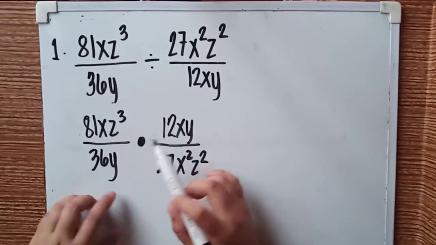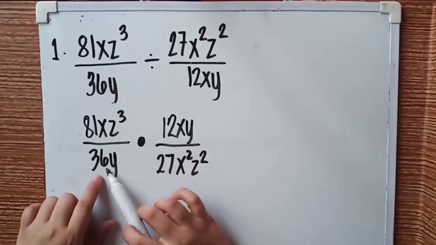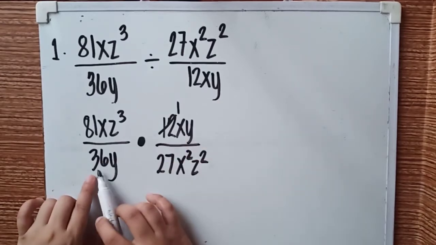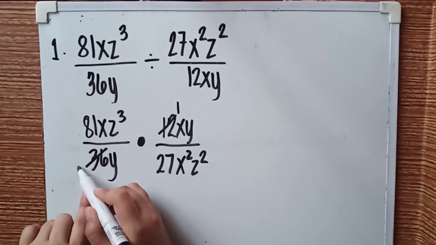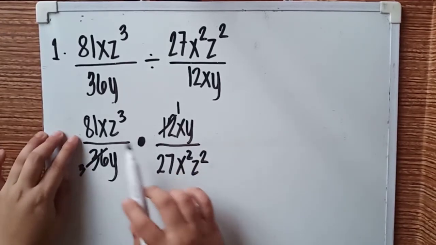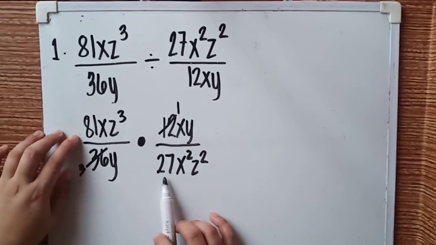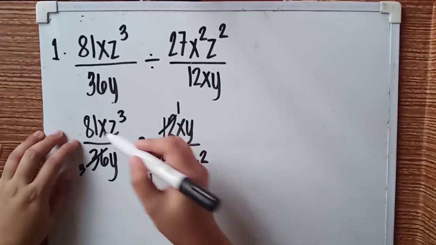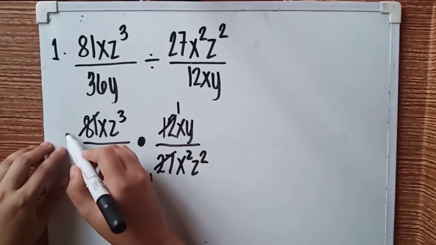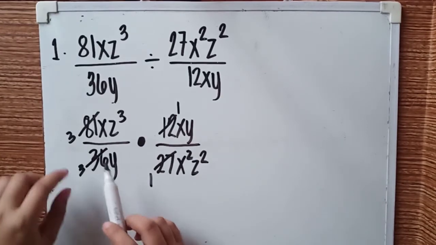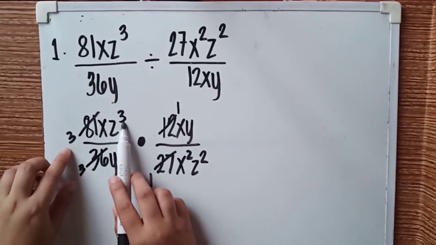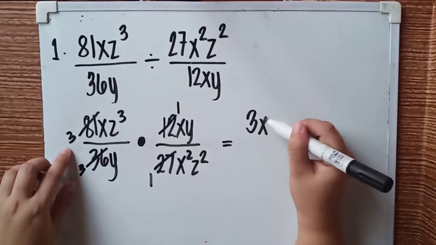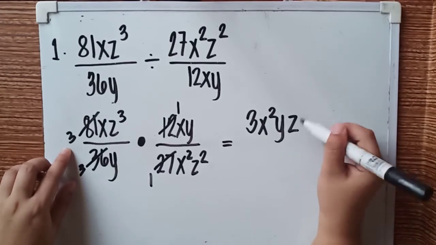We can simplify 12 and 36. Their greatest common factor is 12. 12 divided by 12 is 1, so it will become 1. And 36 divided by 12 is 3, so it will become 3. 81 and 27 have a greatest common factor of 27. So 27 will become 1 and 81 will become 3. Akin itong uunti-untiin. 3xz cubed times xy will become 3x squared yz cubed.